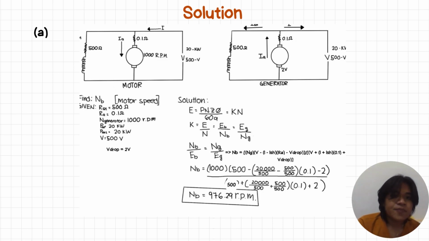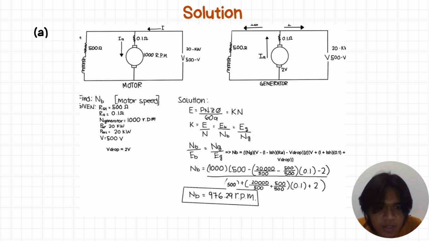In this case, instead of using the usual formula that we are used to, which is V minus EB minus IaRa, we apply again Kirchhoff's voltage law. We now have V minus EB minus IaRa minus the voltage drop. Okay, so here's the given. Rsh is equal to 500 ohms. Ra is equal to 0.1 ohms.